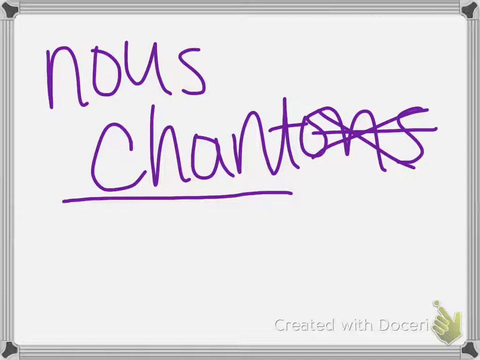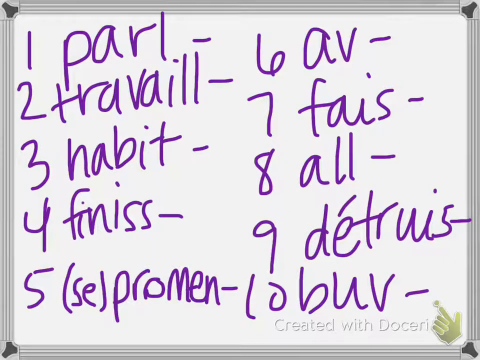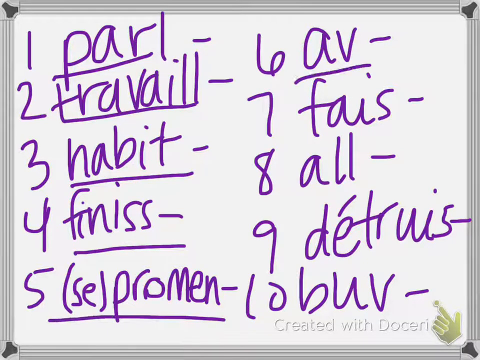What I'd like you to do is pause the video and try numbers 1 through 10. When you hit play, the answers will pop up so you can check them. So class, here are the answers. Notice that we have regular ER verbs, regular IR verbs, reflexive verbs, some irregular verbs, but all of them are formed the same way. You take the nous form minus the ONS.